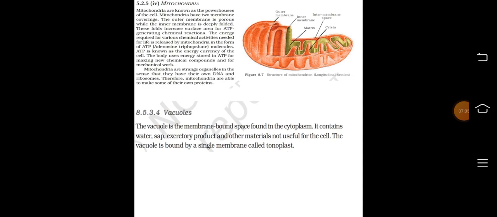Mitochondria are known as the powerhouses of the cell. Mitochondria have two membrane coverings. The outer membrane is porous while the inner membrane is deeply folded. These folds increase surface area for ATP generating chemical reactions.